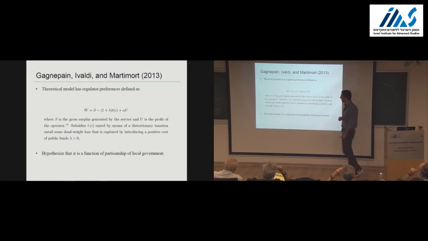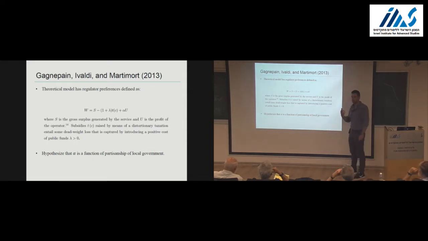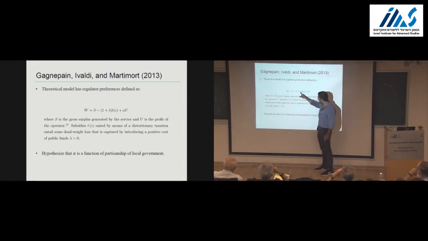So these are the regulator preferences. S is the surplus created by the service that the bus transportation network generates. Lambda is the cost of public funds, and they're going to be paying a subsidy to the bus transport. I don't know if in reality these bus tickets are free. I actually spent some time in France. They weren't free, but it was pretty cheap.